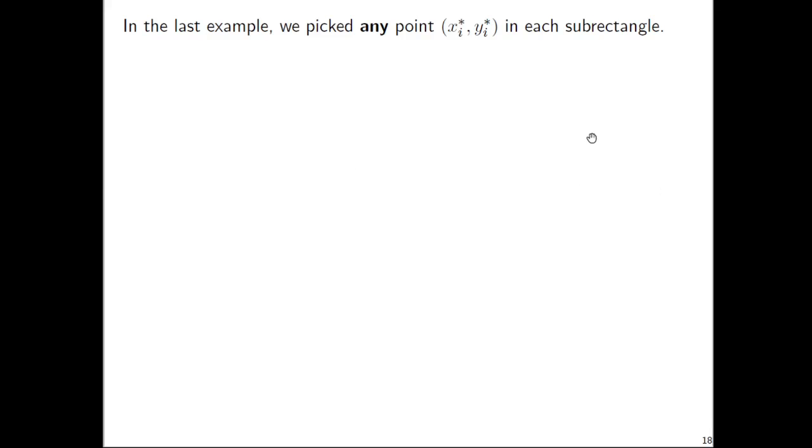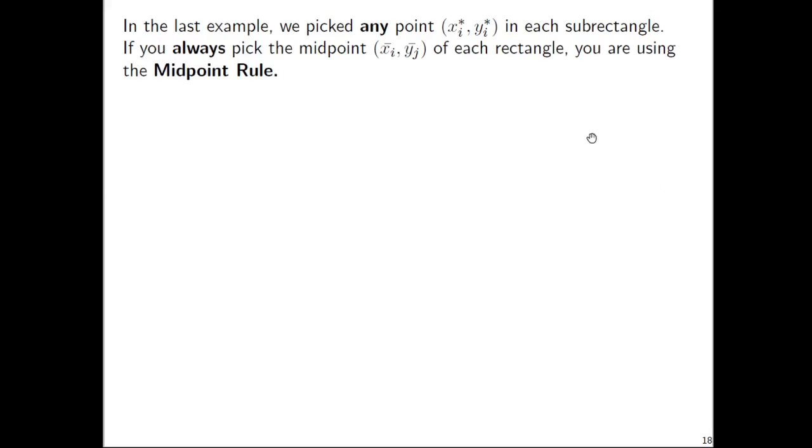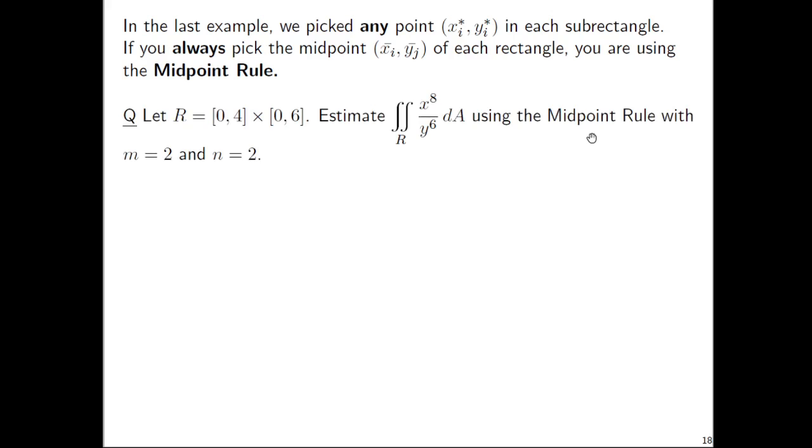Now in the last example, we picked any point we wanted to in each subrectangle. You could always do something like pick the middle point of each subrectangle, and that would be the midpoint rule. So for instance, let's look at R being the rectangle where x goes from 0 to 4 and y goes from 0 to 6. And let's estimate the double integral over that rectangle of the function x to the 8th over y to the 6th dA using the midpoint rule with m and n both equal to 2.